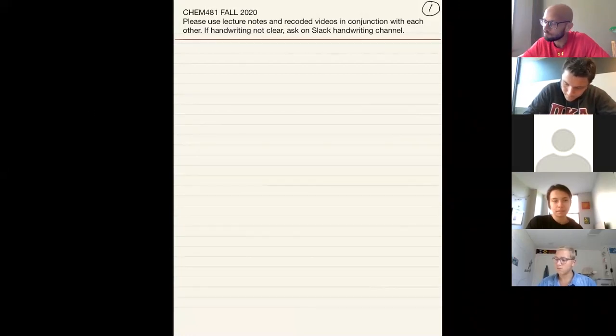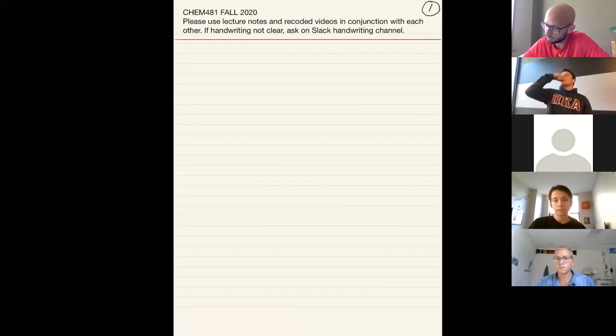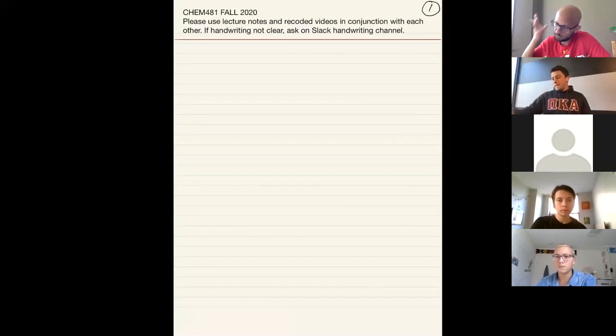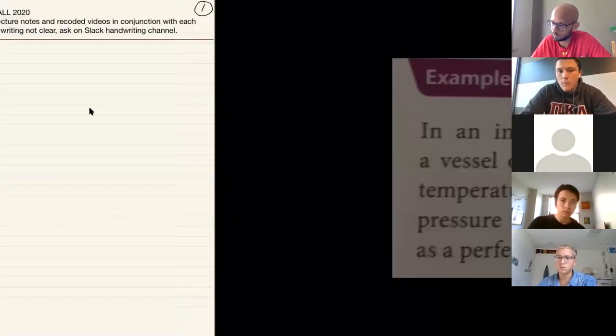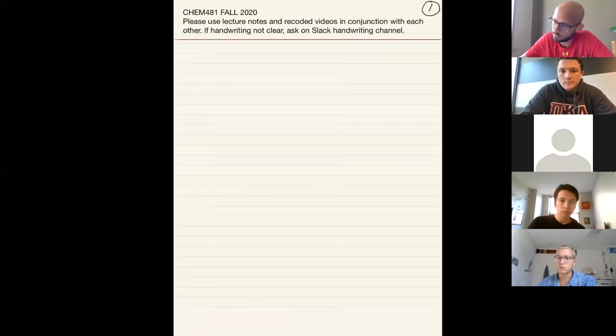It says, in an industrial process, nitrogen gas is introduced into a vessel of constant volume at a pressure of 100 atmosphere and a temperature of 300 Kelvin. The gas is then heated to 500 Kelvin. What pressure would the gas then exert, assuming that it behaved as a perfect gas? So in problems like this, don't worry about whether to use Charles' law or Boyle's law or whatever it is called. Just remember the ideal gas equation.